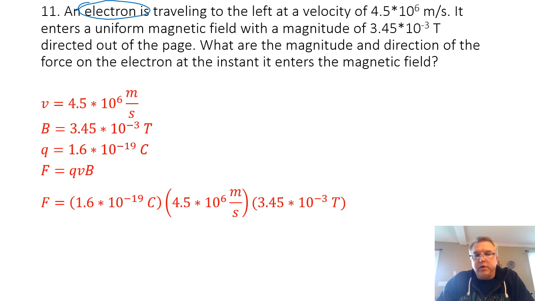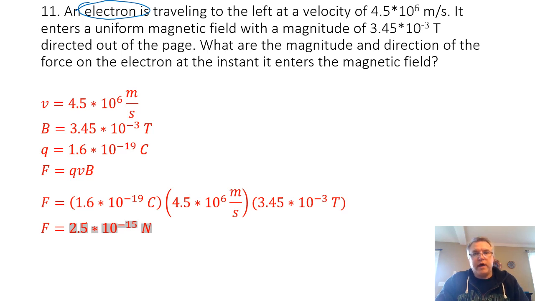I just need to plug in my known values of 1.6 times 10 to the minus 19th coulombs for the charge, 4.5 times 10 to the 6th meters per second for the velocity, and 3.45 times 10 to the minus third Tesla for the magnetic field. When I multiply those together, I'm going to have a force of 2.5 times 10 to the minus 15th newtons. Now let's take a look at the direction.